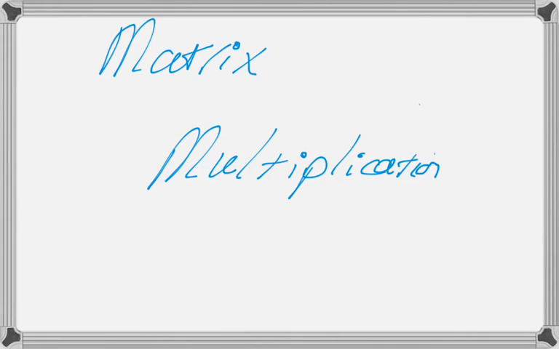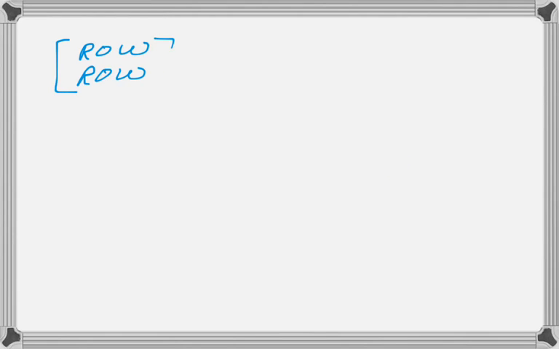Alright, in this video we're going to talk about matrix multiplication, which is kind of weird. So the first thing you need to know is how matrices work. You have a bunch of rows, and rows are horizontal, and then you have a bunch of columns. Or you could only have one, it doesn't really matter, but columns are vertical.